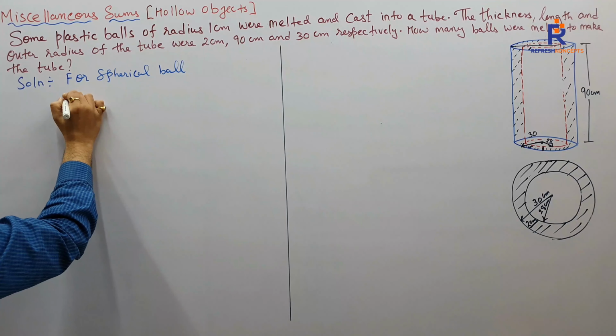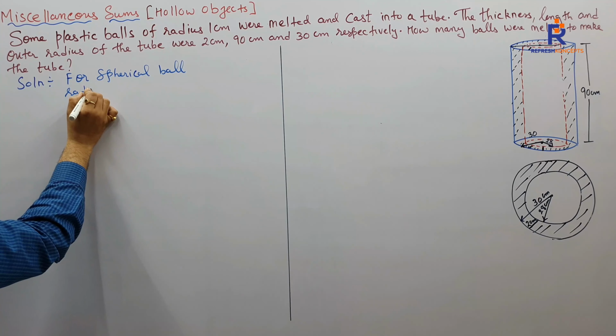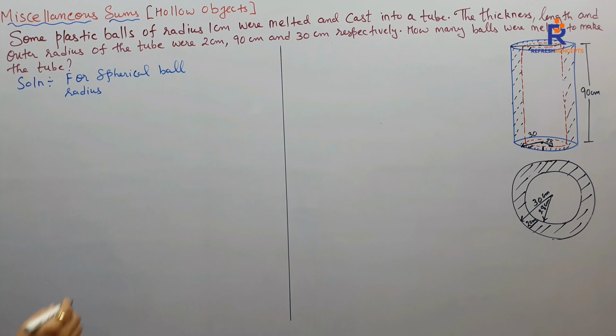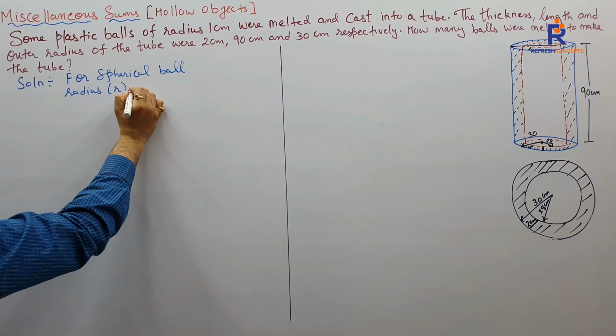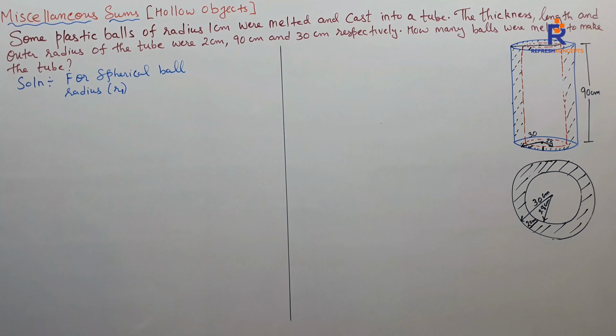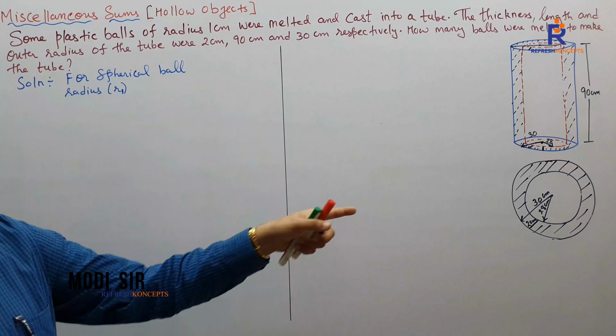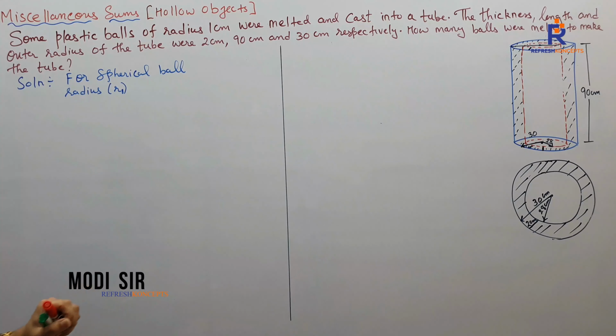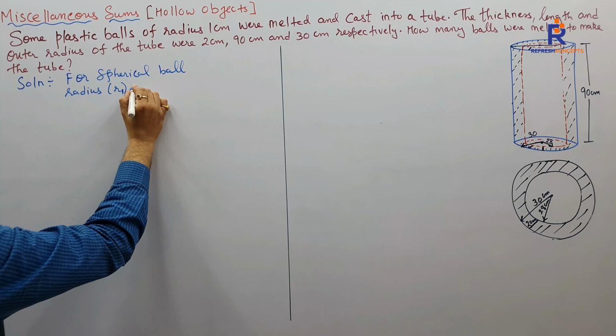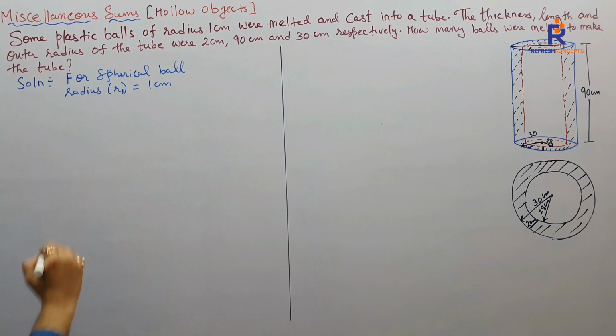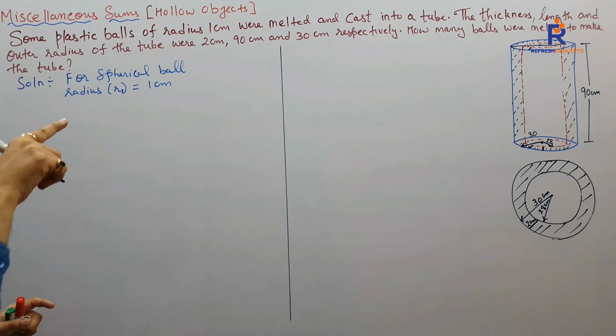What is the radius? Radius, small r, is, let me say R1. I shall be using small r and capital R for the cylinder. For the ball, I'll say R1. Radius R1 is 1 centimeter. How many balls were melted? That's what I need to find out.